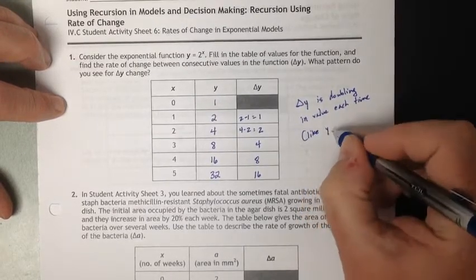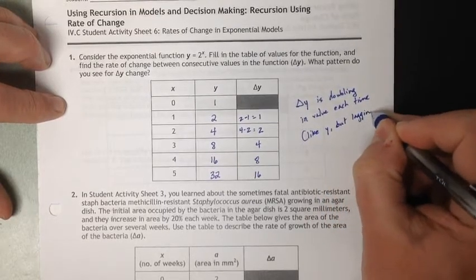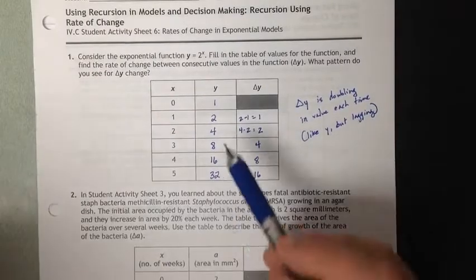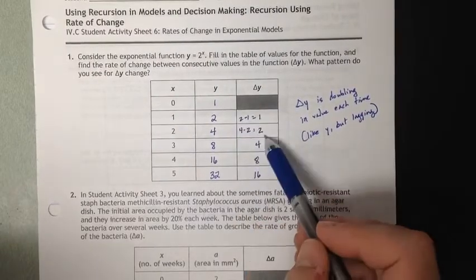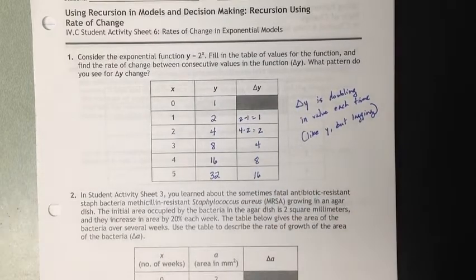Like y, but lagging. Okay? It's like one line behind, right? 1 goes with 1 here, 2 and 2, 4 and 4, 8 and 8, 16, 16.